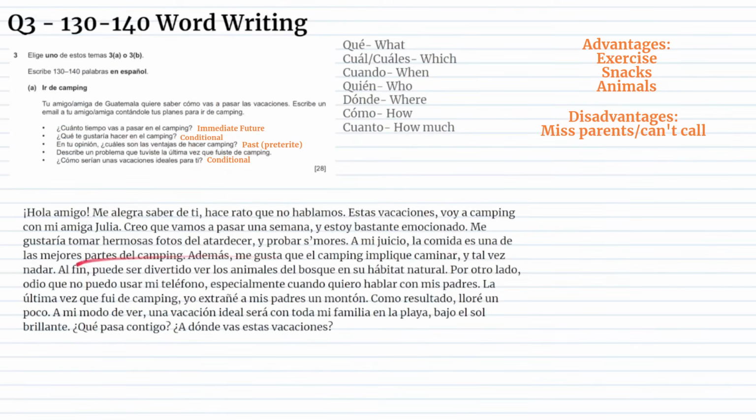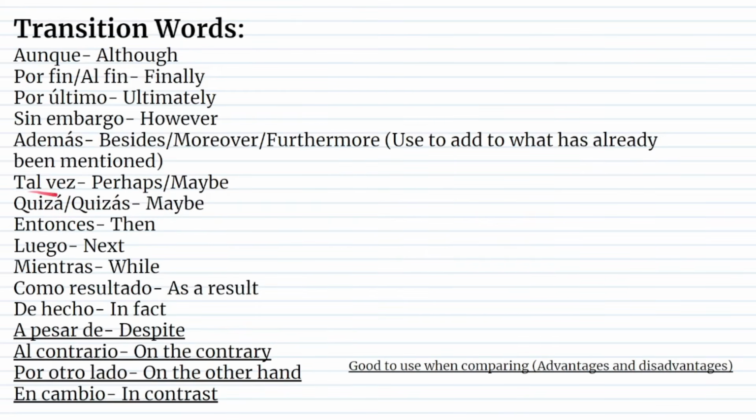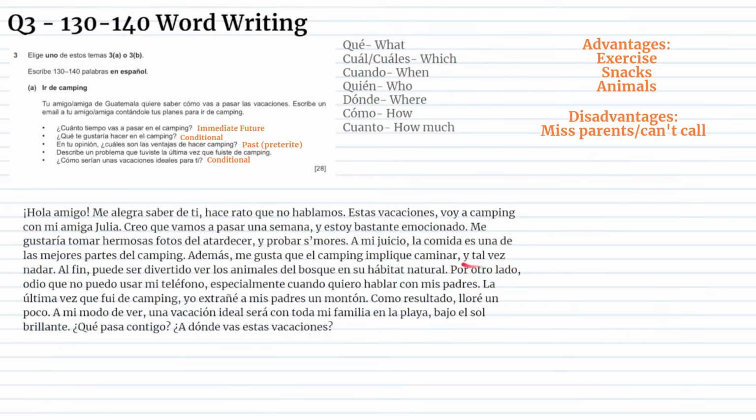La comida es una de las mejores partes del camping. So that's 1 right there. Food, advantage 1, as I said right here. Además, me gusta que el camping implique caminar y tal vez nadar. That's our exercise. So we do some walking and maybe some swimming. I just threw in this tal vez right here to go to this transition word setting. It's good to have those, like I said, in the 90 words. So tal vez is there. Al fin, another transition word, same thing. Puede ser divertido ver los animales del bosque en su hábitat natural. Last one, seeing animals, right? So we've got our 3 advantages down.